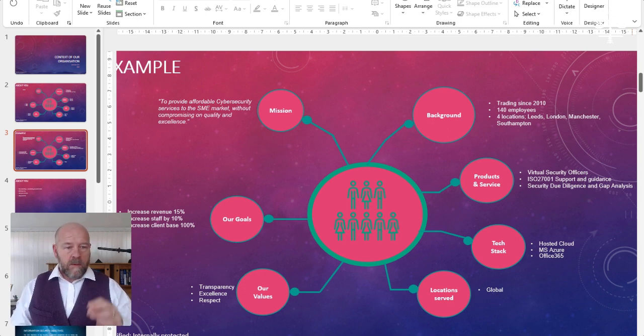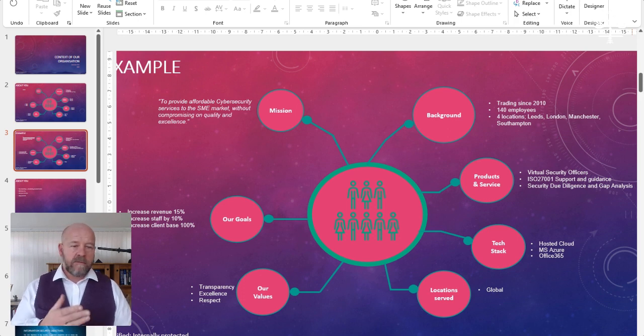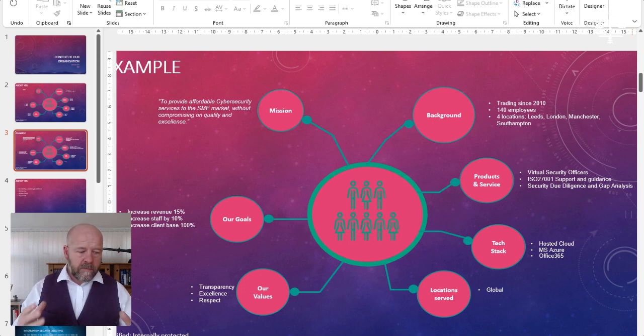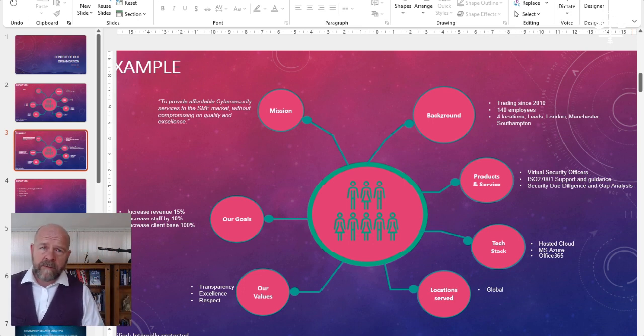And the services that we offer, of course, those are definitely our services. The tech stack, that's just there for, again, examples, what our values are, what our goals are. This is what you need to provide.